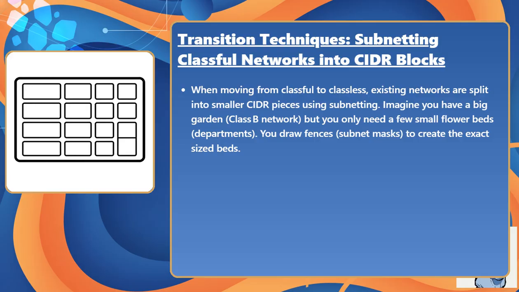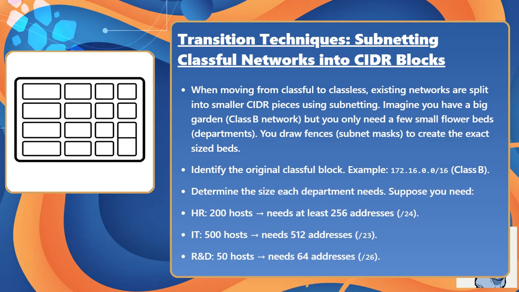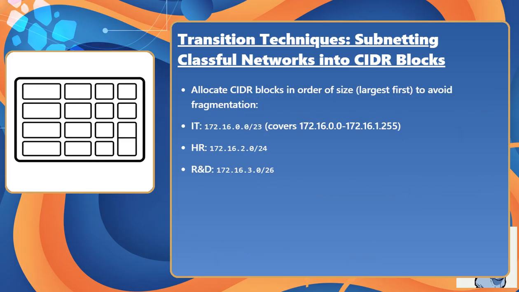When moving from classful to classless, existing networks are split into smaller CIDR pieces using subnetting. Imagine you have a big garden, a Class B network, but you only need a few small flower beds, the departments. You draw fences, the subnet masks, to create the exact sized beds. Identify the original classful block. Example: 172.16.0.0/16, Class B. Determine the size each department needs. Suppose HR has 200 hosts and needs at least 256 addresses, a /24. IT has 500 hosts and needs 512 addresses, a /23. R&D has 50 hosts and needs 64 addresses, a /26. Allocate CIDR blocks in order of size, largest first, to avoid fragmentation.